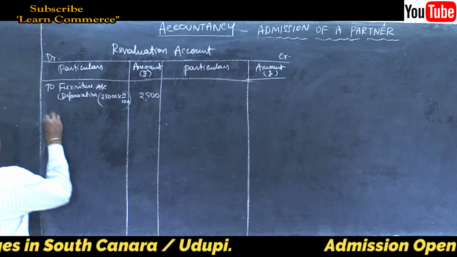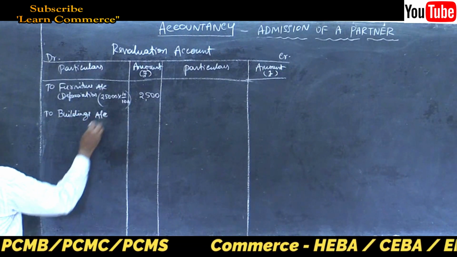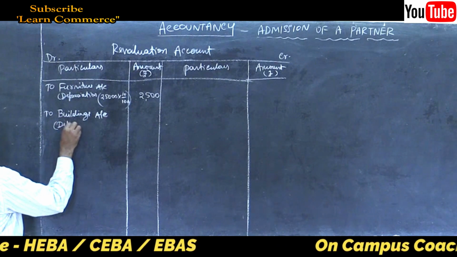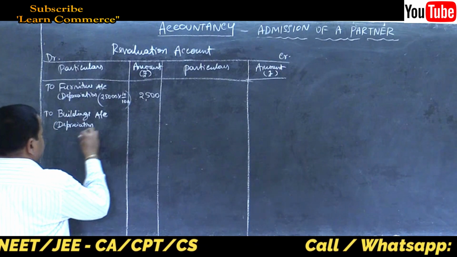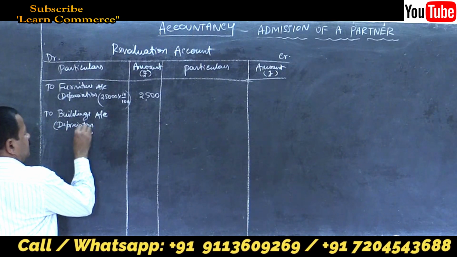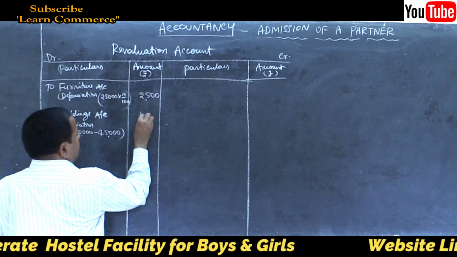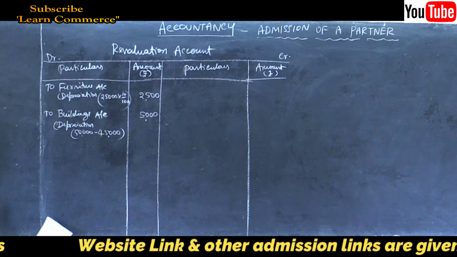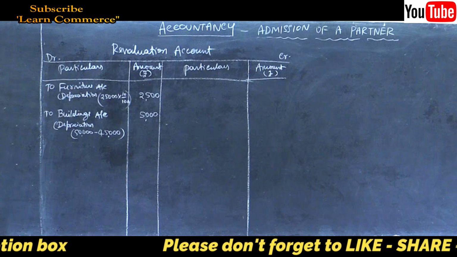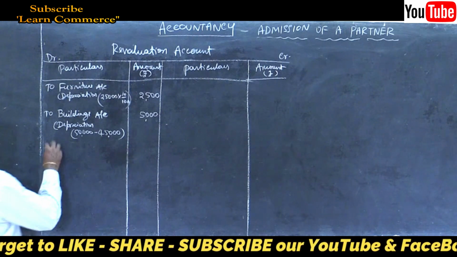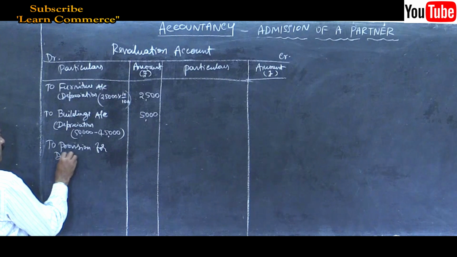Then there is the decrease in the value of buildings, to buildings account, that is depreciation, as it is a fixed asset. Depreciation: old value was 50,000, new value is 45,000. So the value decreased. How much decreased? That should be recorded here. Only 5,000 decreased, so that should be recorded. Then there is PDD. PDD increased to rupees 3,500. I already explained this. So enter here to provision for doubtful debts account.